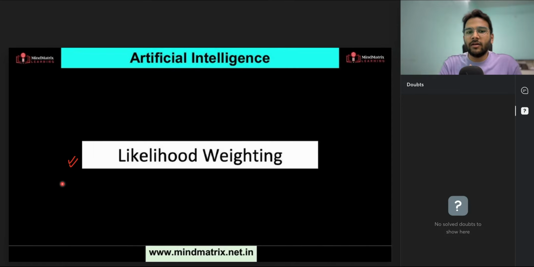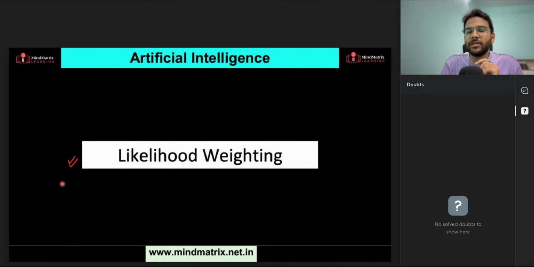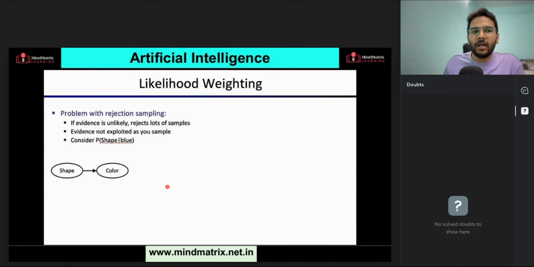Correct. Let's say from this example only, if I ask you about minus w, that means the grass is not wet. In that scenario, can I say that you will be rejecting all the remaining 4 samples? So if the evidence is unlikely, you will be rejecting a lot of samples.